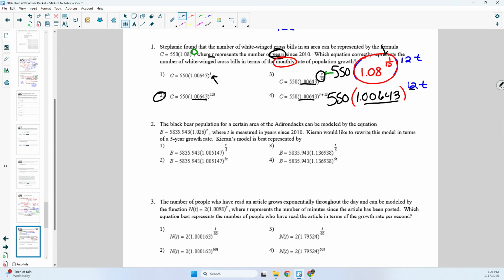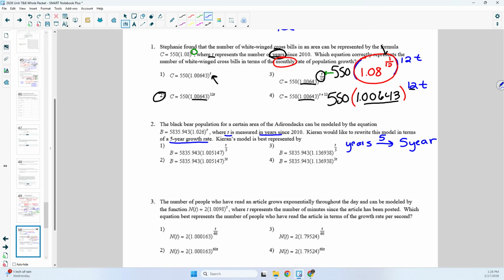Okay, let's look at another one. The black bear population for a certain area of the Adirondacks can be modeled by this equation where t is measured in years. Kieran would like to rewrite this model in terms of a 5-year growth rate. So we're going from years to 5-year. That's getting bigger. I'm going to need more growth, so I'm going to use a 5.